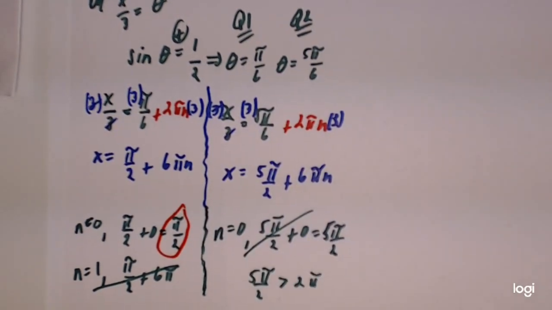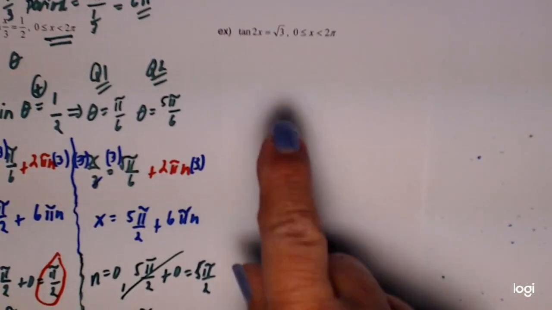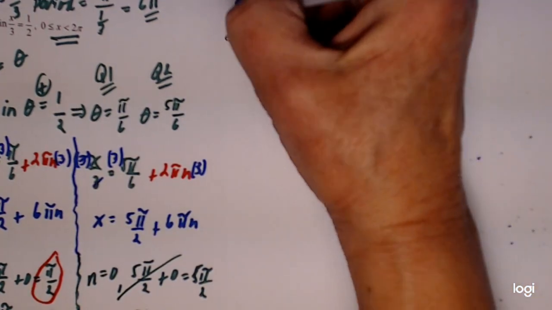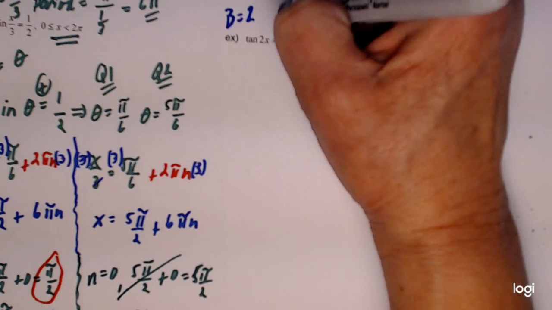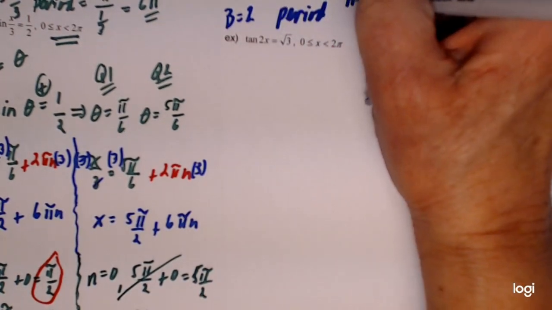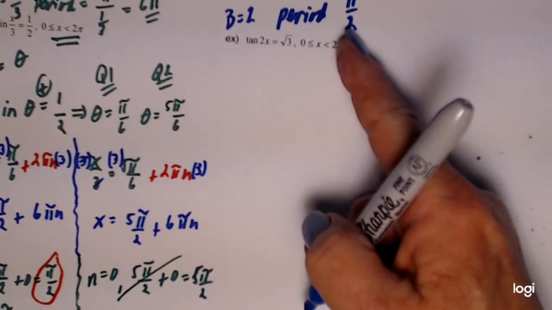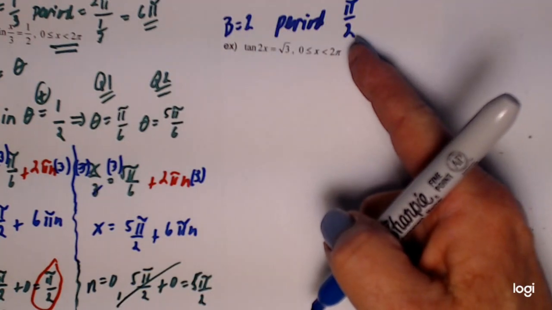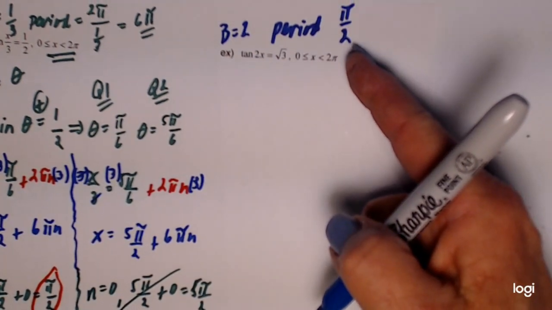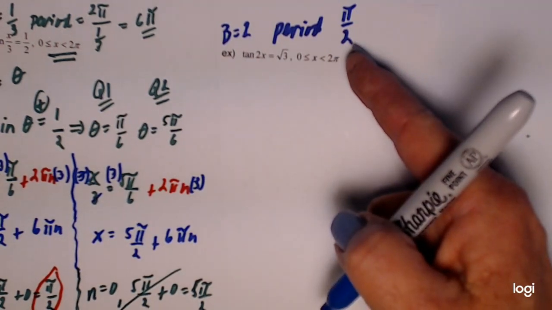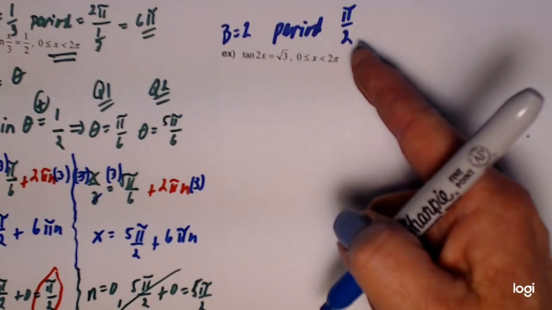and that is what we saw on our graph. Now this next example here involves tangent. And again, we're going to have a period change. So in this particular example, our B is 2, and the period for tan is pi over B, or pi over 2. So our period here is pi over 2. So this is a change because normally for tangent our period is pi. So in 180 degrees we have a complete cycle. Here we're going to have a complete cycle in 90 degrees.